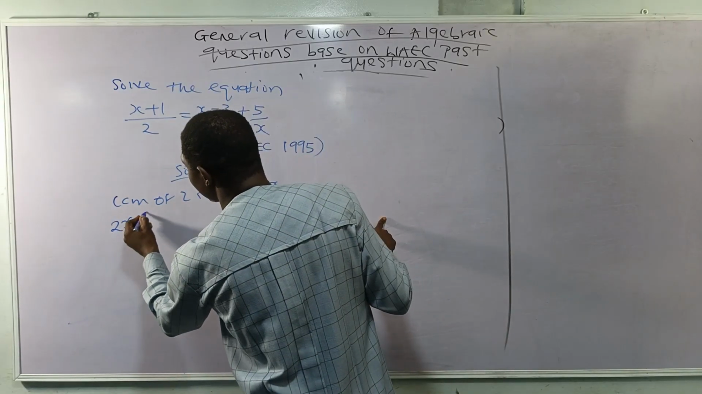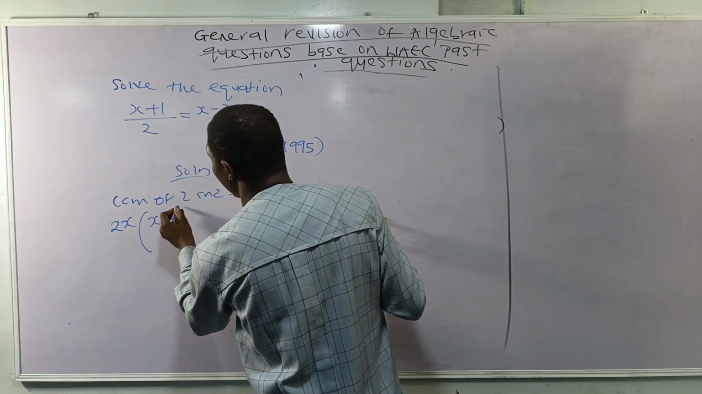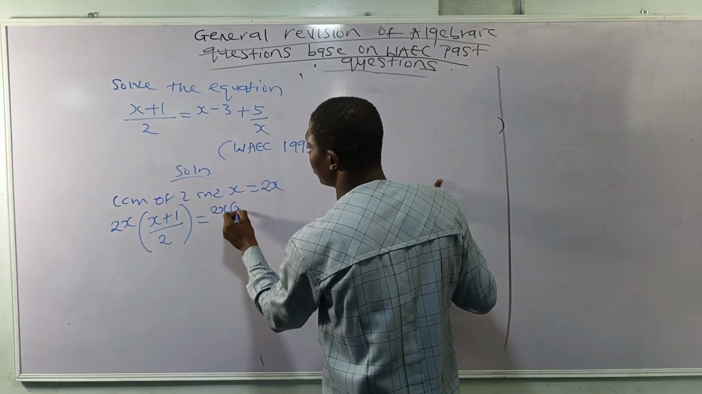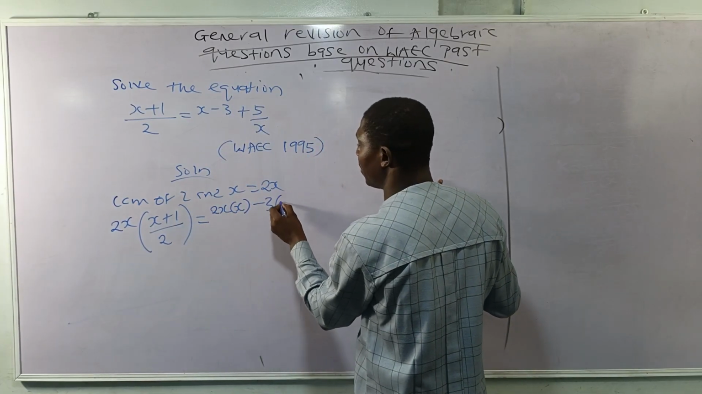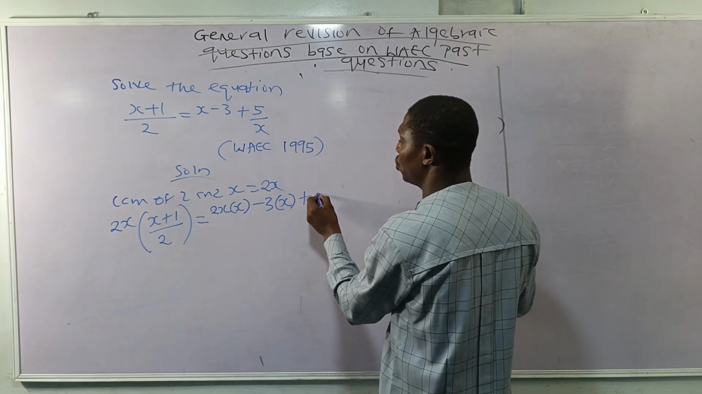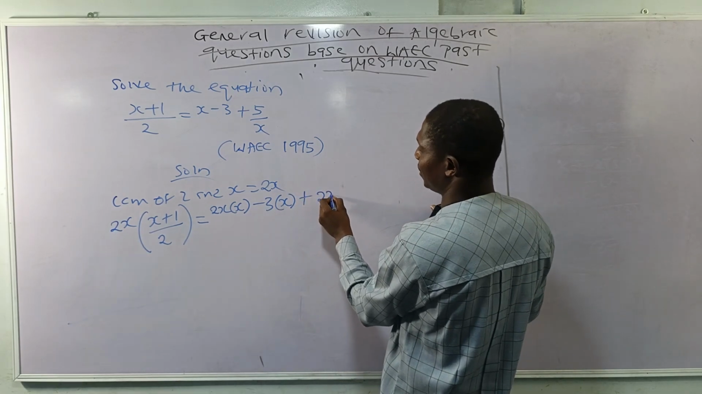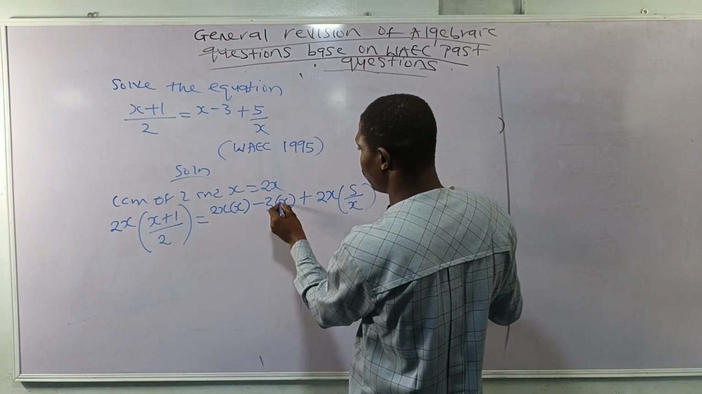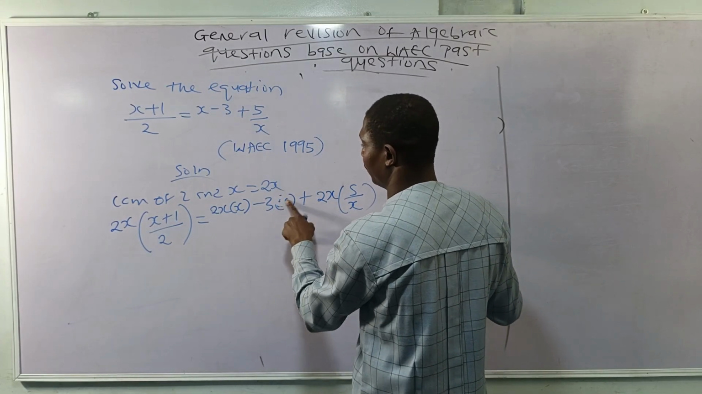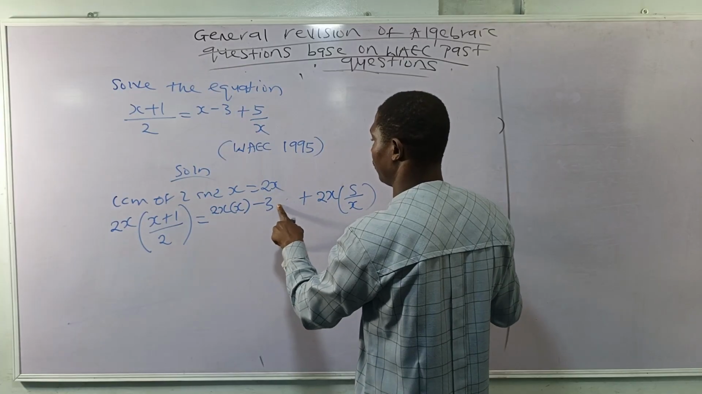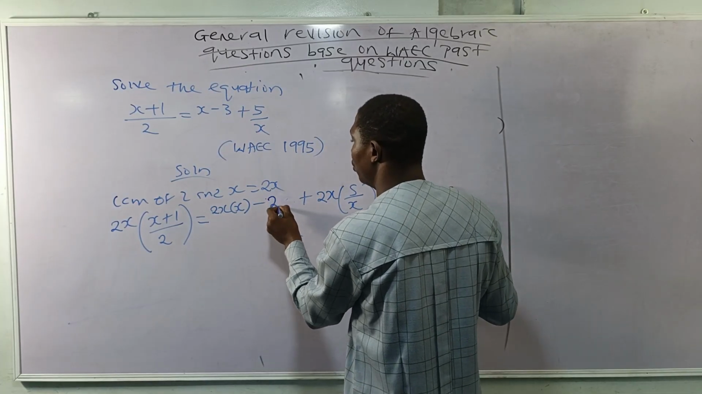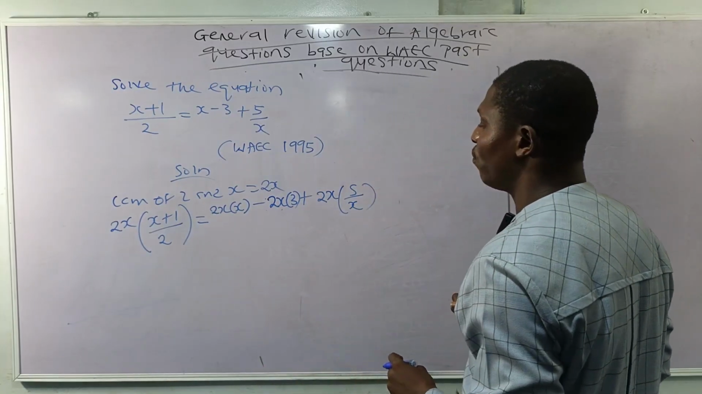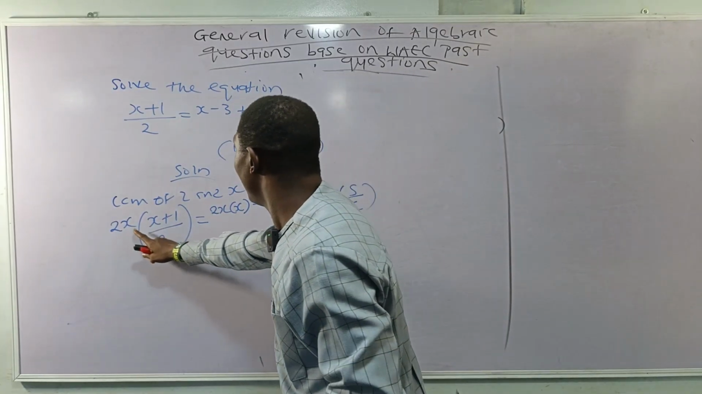So we have 2x in brackets, (x + 1) all over 2, equal to 2x bracket x, minus 3 bracket, plus 2x bracket 5 all over x. This is supposed to be 2x, rather 2x, or let me use it as 2x bracket 3 for clarity. So we've multiplied each of the terms by 2x.